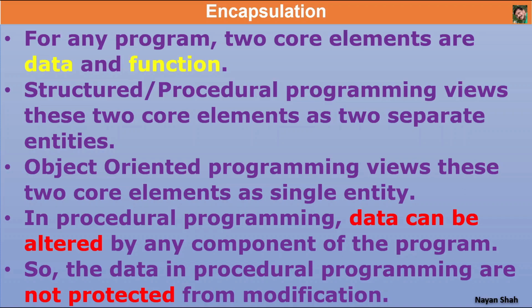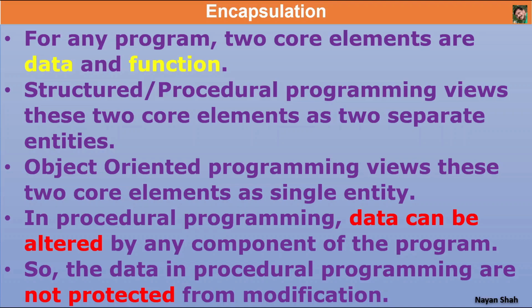The structured or procedural programming style, that is the programming style previous to object-oriented programming, views these 2 core elements as 2 separate entities. So in structured or procedural programming, data and functions are considered as 2 separate entities. But object-oriented programming views these 2 core elements as a single entity. It doesn't look at data and function as 2 separate entities, rather it looks at them as a single entity.